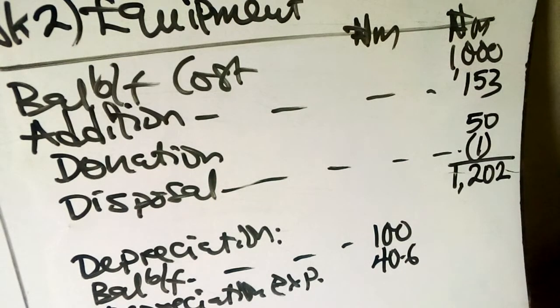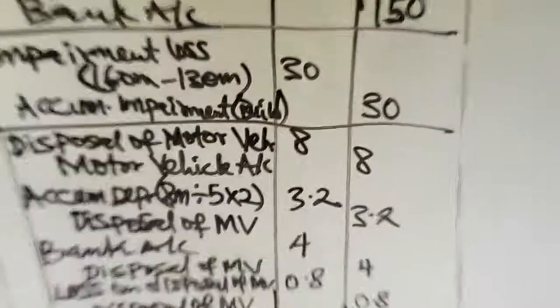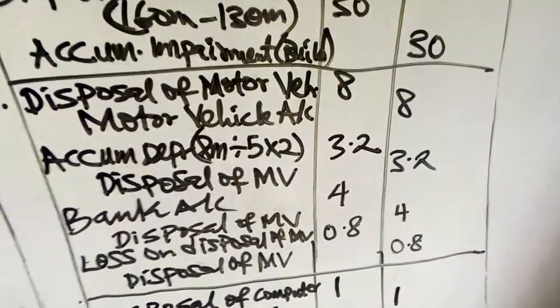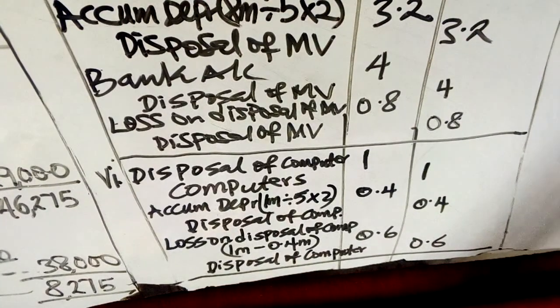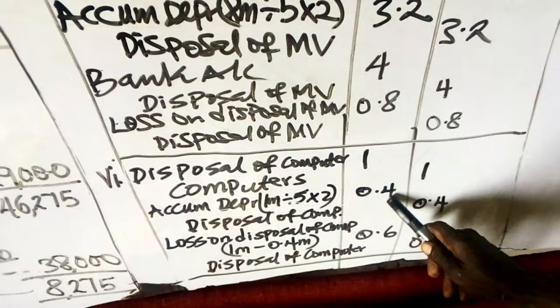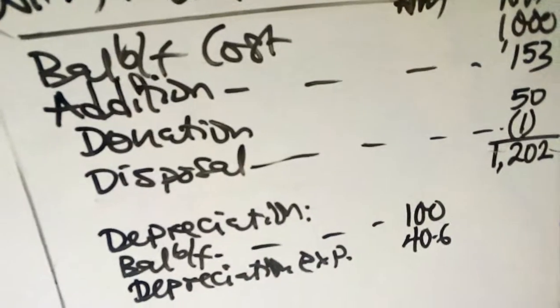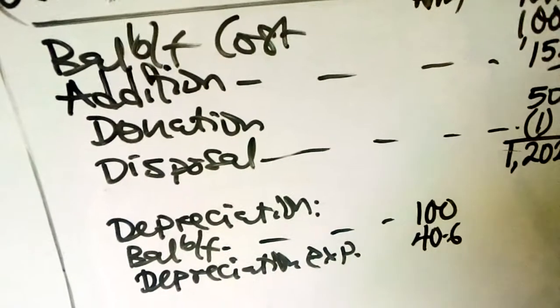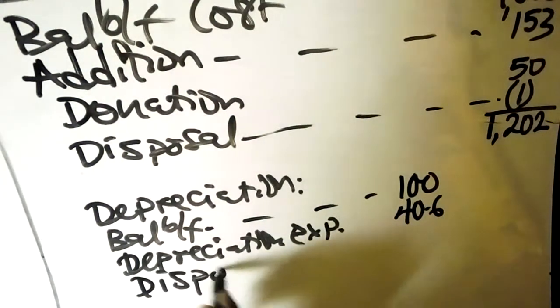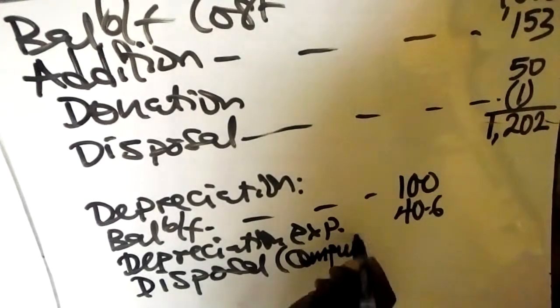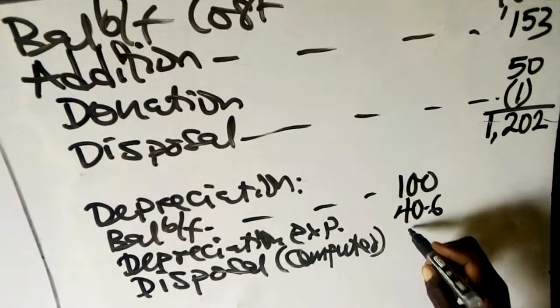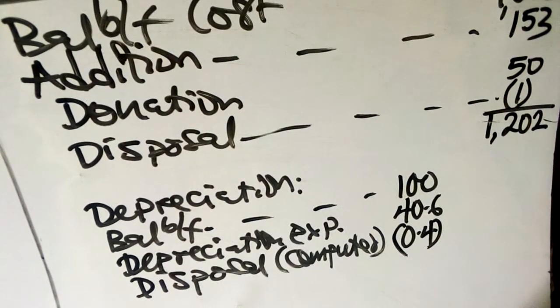Then we also have disposal of equipment. How much is the depreciation on equipment disposed? Remember, disposal of equipment, that is computer. The depreciation on the computer disposed is 0.4 million, which was debited to accumulated depreciation. So we are going to remove the one on the computer disposed. Now, 100 plus 40.6 minus 0.4, then you have 140.2.